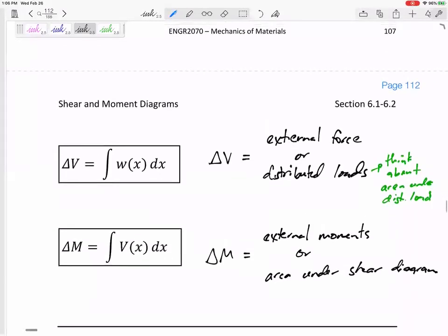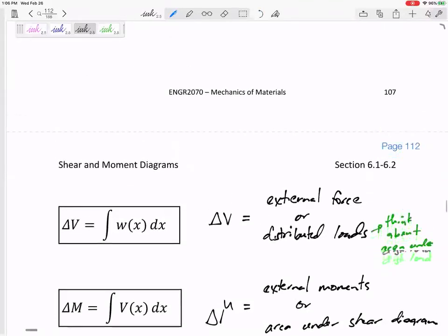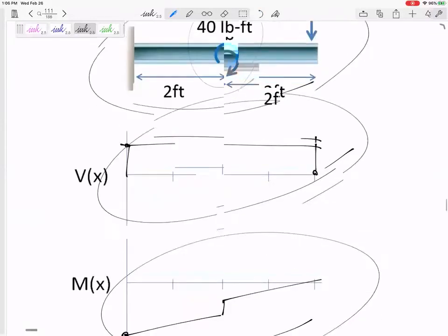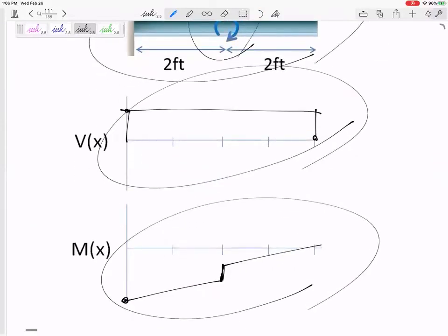Let's go back and see. Let's try to see if we can find some external moments that immediately push my moment diagram up or down. That 40 right there immediately pushes it up 40. We'll talk about whether clockwise or counterclockwise is up or down, but I think we can see right clockwise is going to push it up.